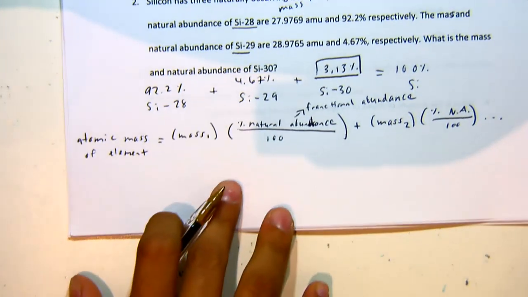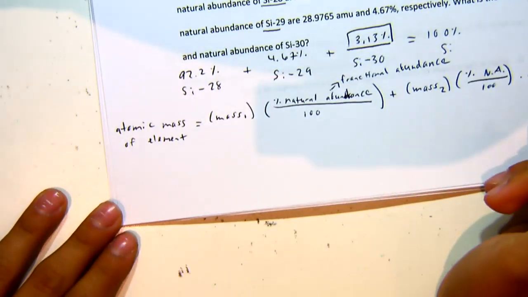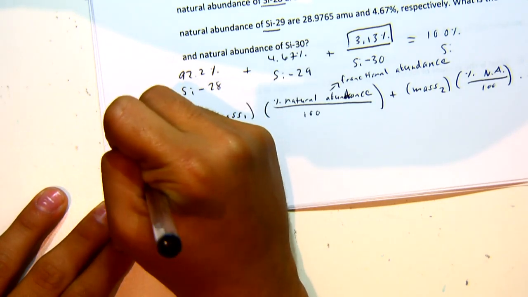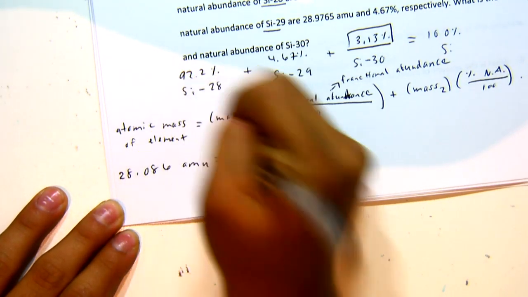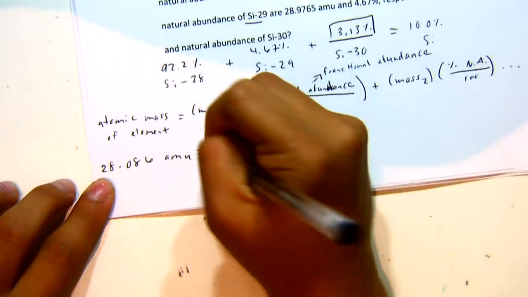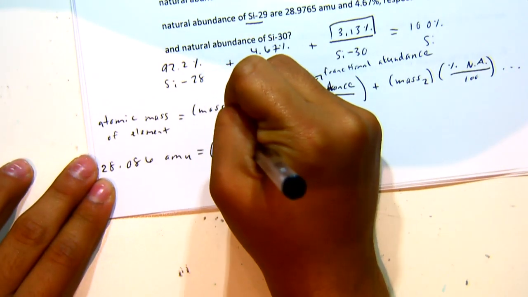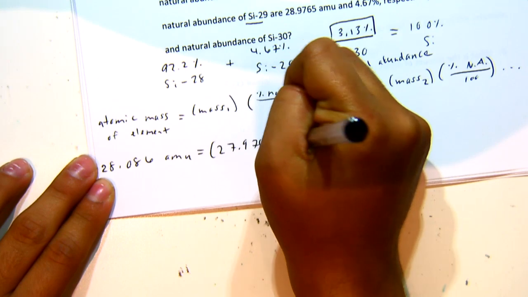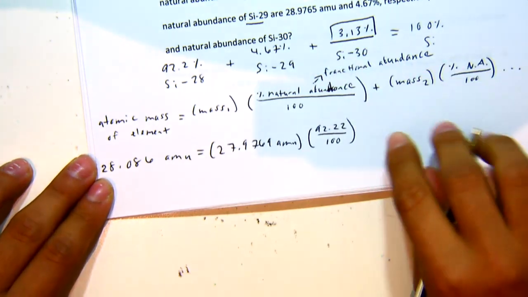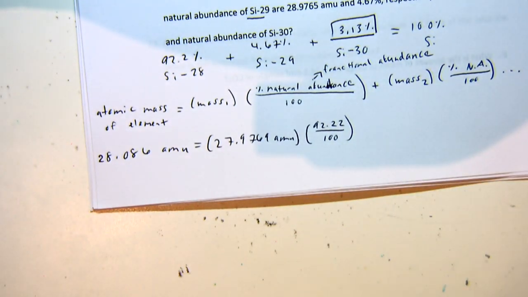So once you set this up and fill everything in, you would end up equaling 28.086 mu. And this is the mass of silicon in the periodic table. And that's going to equal, and then you're just going to set it up, 27.9769 mu times 92.22 divided by 100. And please, on your calculator, don't do 92.22% divided by 100 because that might throw off your number. Dividing it by 100 is already taking it from the percentage to the fraction.